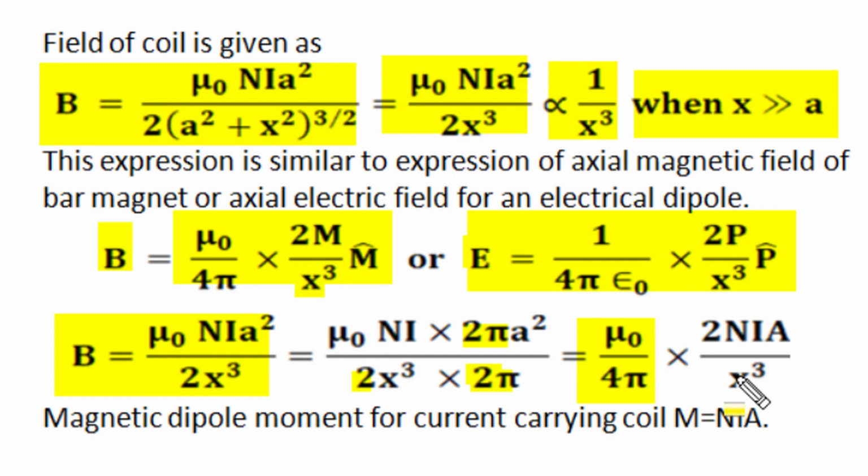The x cube is the same here, and in the remaining terms, this pi with radius square becomes the area of the circular loop. This 2 with number of turns, current and area of loop becomes 2nia, and if you compare the two expressions, then this magnetic dipole moment m of a bar magnet and this product of turns, current and area nia are just identical in position, and we can say for a current carrying loop this product of number of turns, current and area nia is nothing but the magnetic dipole moment.